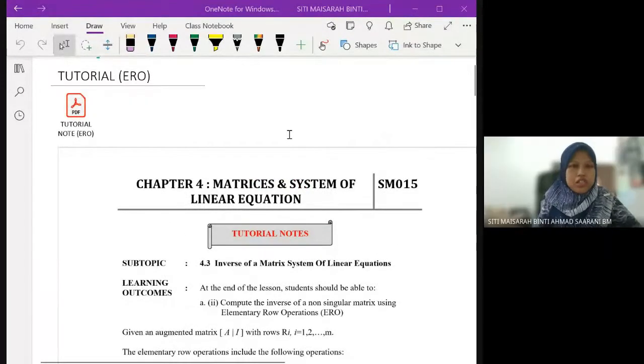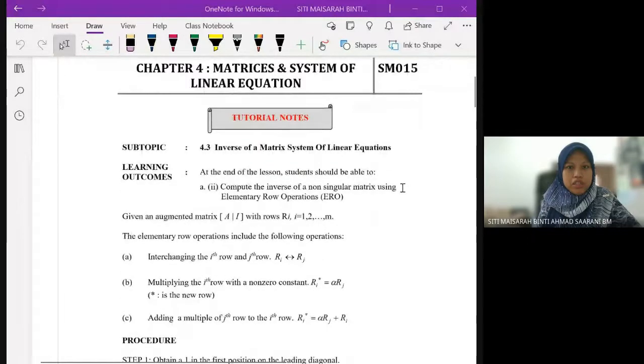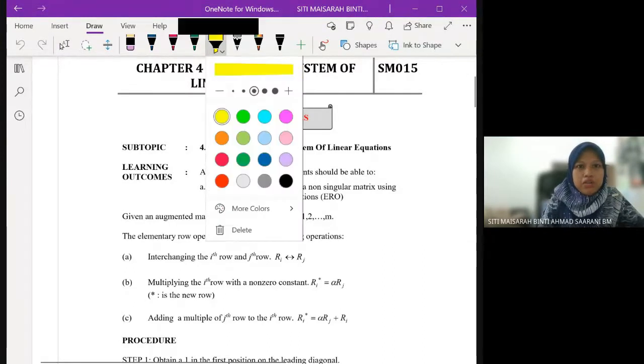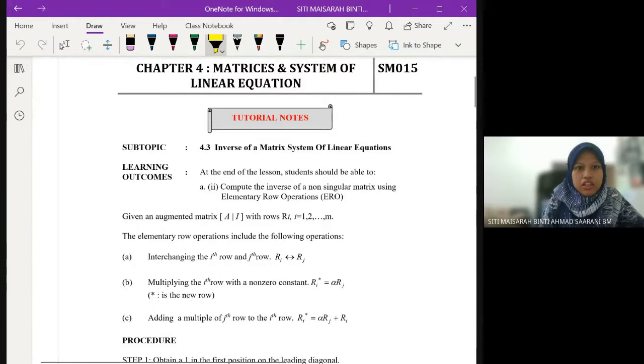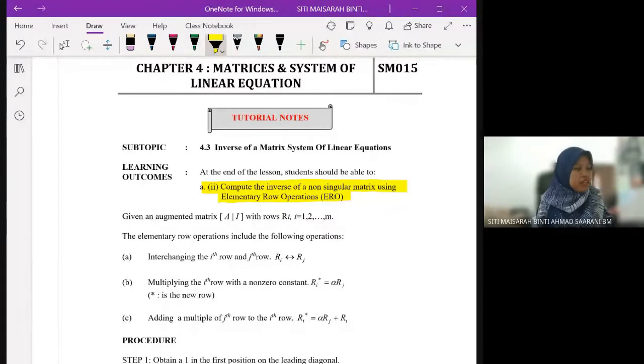Okay, for this class, we are going to discuss computing the inverse of a non-singular matrix using elementary row operations. From the previous lecture, you have learned to compute the inverse by using what method? Adjoint method, and the other one is by using the property AB is equal to kI.